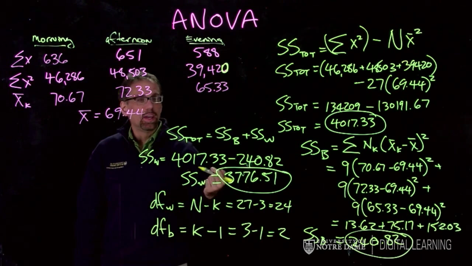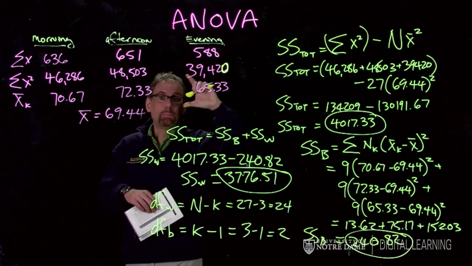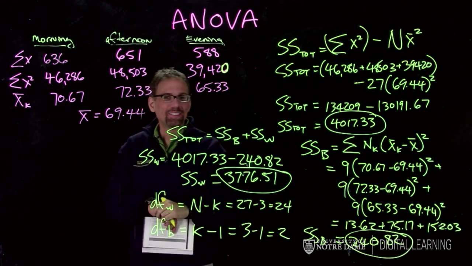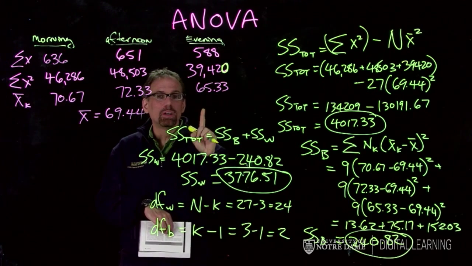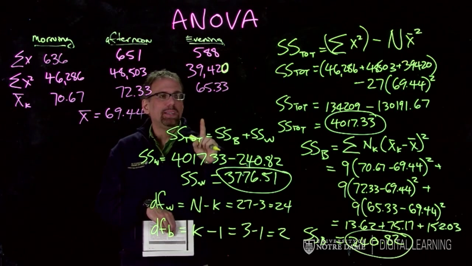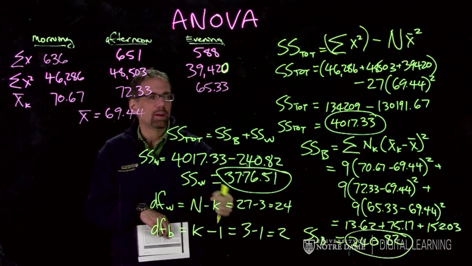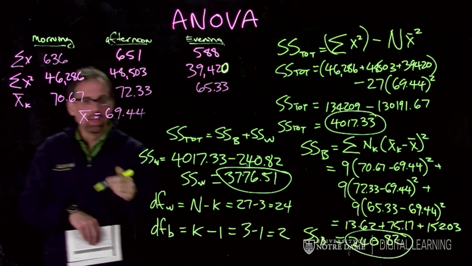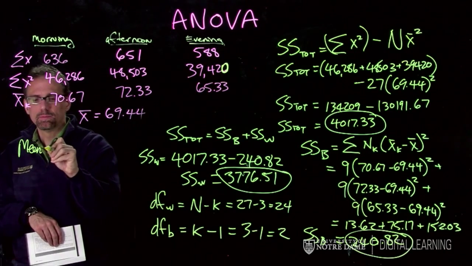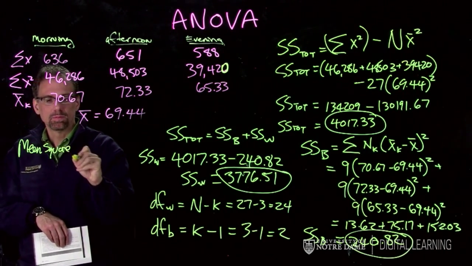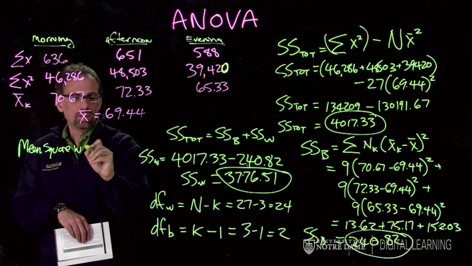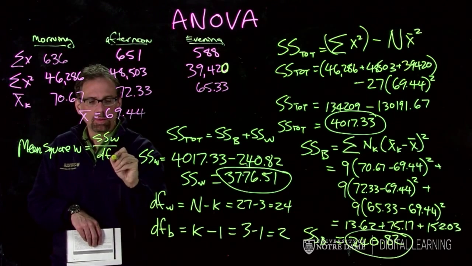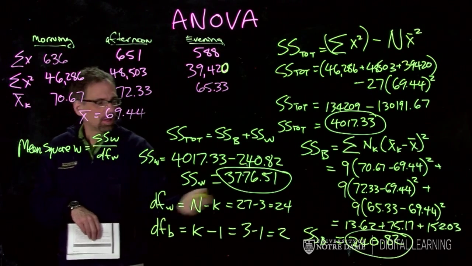We're going to calculate what I call the top part and the bottom part of the F statistic, which is the between and the within. Those actually have a name. They're called the mean square. So we have the mean square within and the mean square between. The mean square within is simply the sum of squares within divided by the degrees of freedom within. That's simple. We already got that stuff.